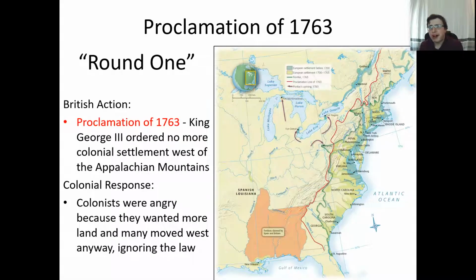An act known as the Proclamation of 1763 is going to be the effective beginning of round one of tensions between the American colonies and Great Britain. This proclamation by King George would say that no English settlers can settle across the Appalachian Mountains. This is going to make the colonists very angry, particularly because the only reason we fought the French and Indian War was for that Ohio River Valley, all of which was west of the Appalachian Mountains. Many people would choose to ignore this law and would settle out there anyways.